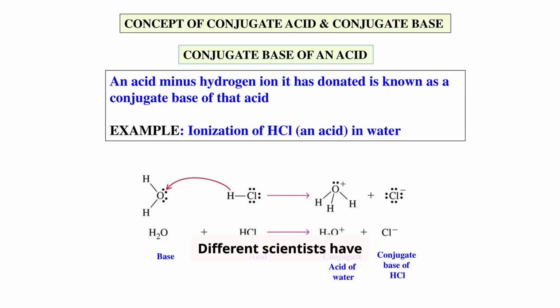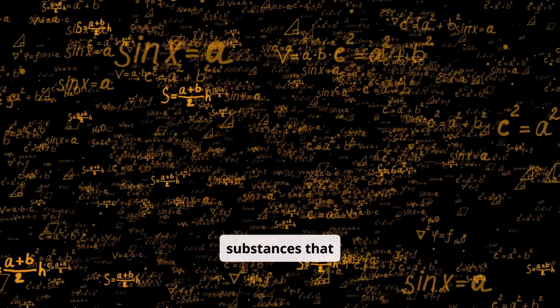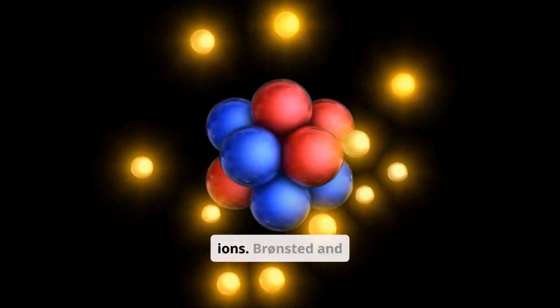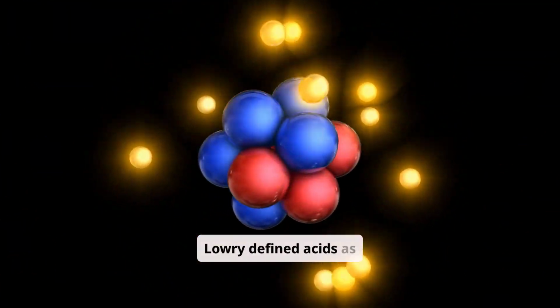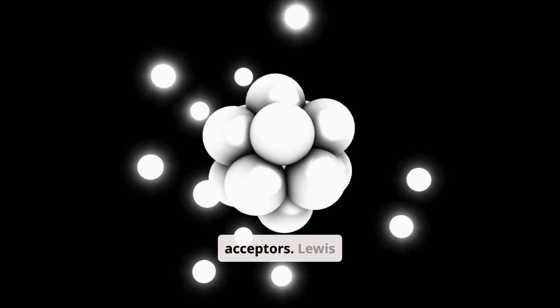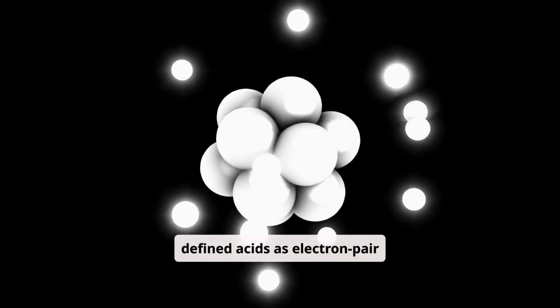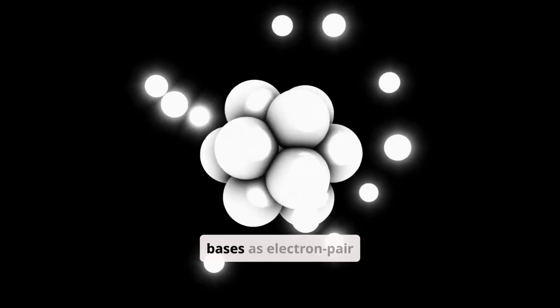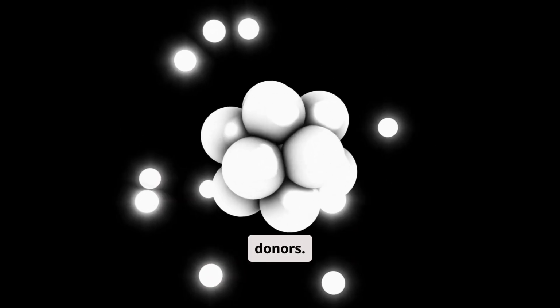Different scientists have proposed various definitions of acids and bases. Arrhenius defined acids as substances that donate H+ ions and bases as substances that donate OH- ions. Bronsted and Lowry defined acids as proton donors and bases as proton acceptors. Lewis defined acids as electron pair acceptors and bases as electron pair donors.